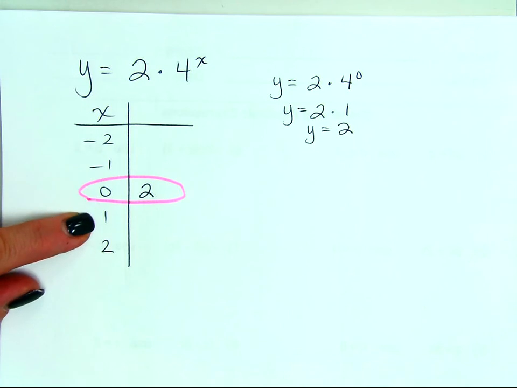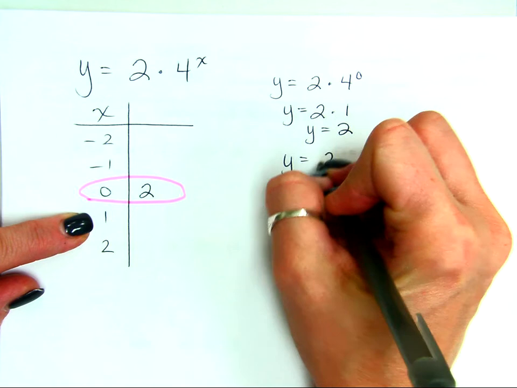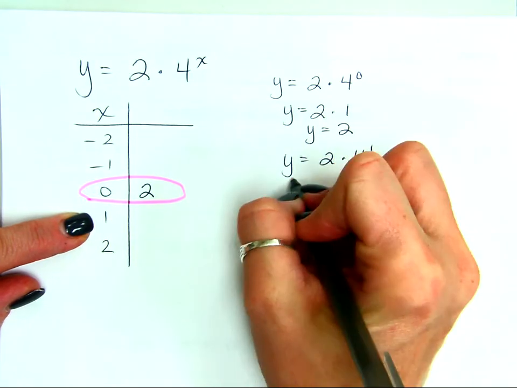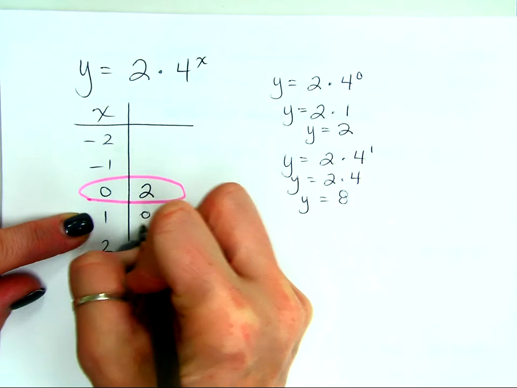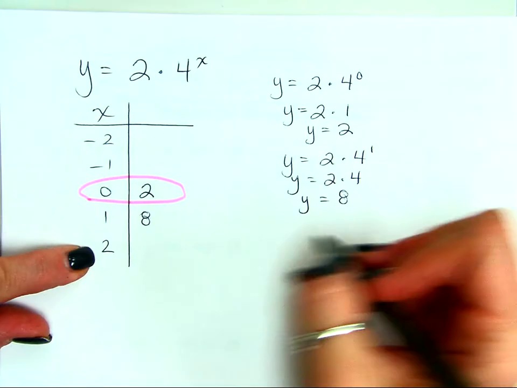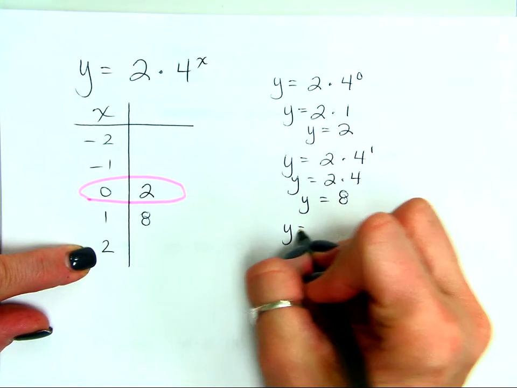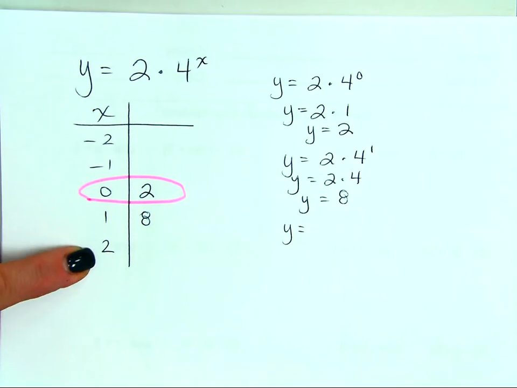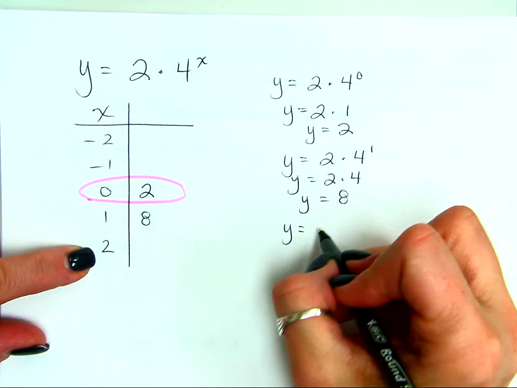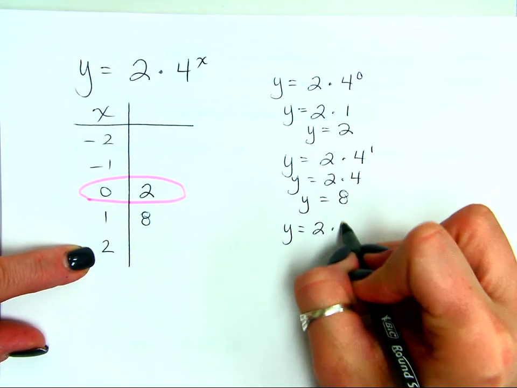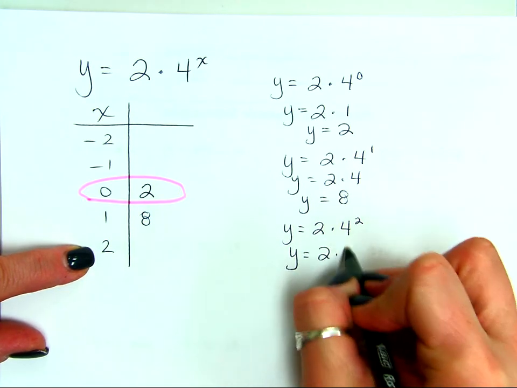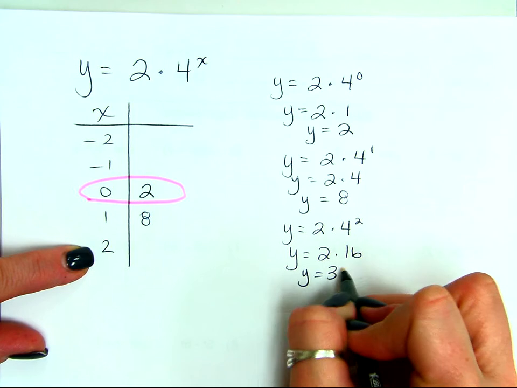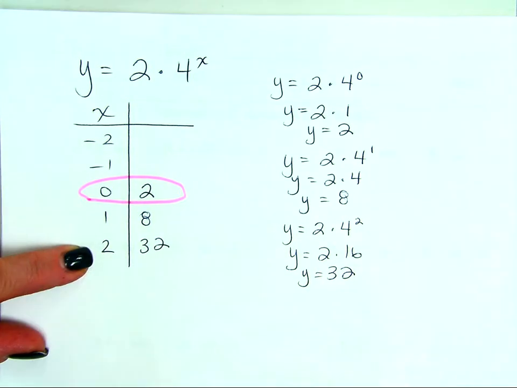Now let's see what y would work out to be when I make x 1. So let's do y is equal to 2 times 4 to the first power. Well, 4 to the first power is just 4, and 2 times 4 is 8. Let's make that exponent 2. And you don't have to show this work every time. You can totally do this in your head. This is just me kind of showing you how we arrive at it. 2 times 4 to the second power. Well, 4 to the second power is 16, and 2 times 16 is 32. Man, that got big fast, right?